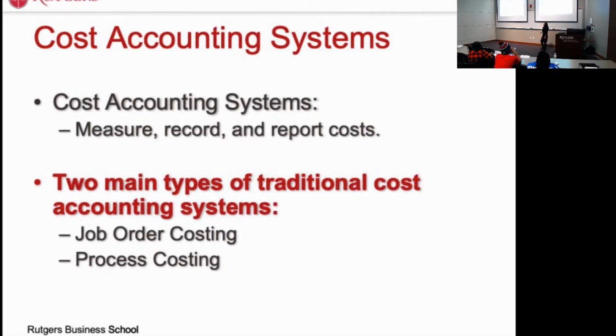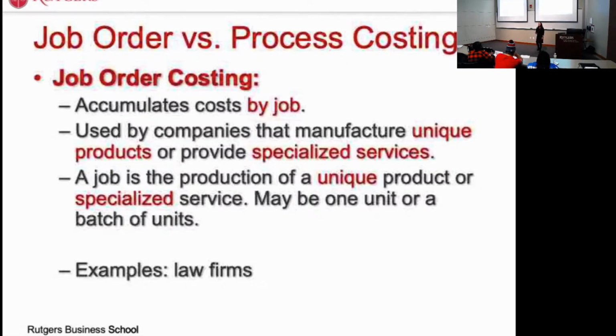So a job order costing system, by its name, accumulates cost by job. Okay? So what do I mean by a job? A job is the production of a unique product or a specialized service. So I highlighted the words unique and specialized.